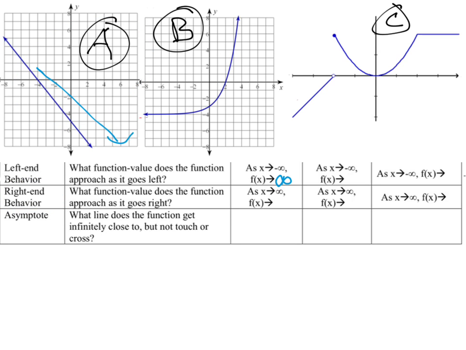If I wanted the right end behavior for my A function, I just go right forever and think about, how high up is this going? Well, it's going down and down and down and down and down. And so I'm going to put negative infinity. The y's are approaching negative infinity as your x's go to positive infinity. So that's my end behavior there.